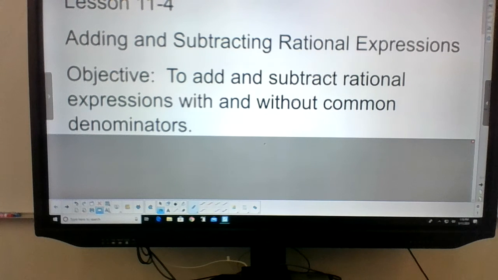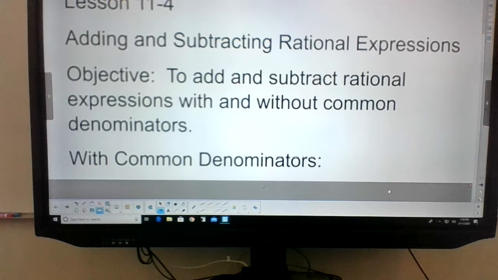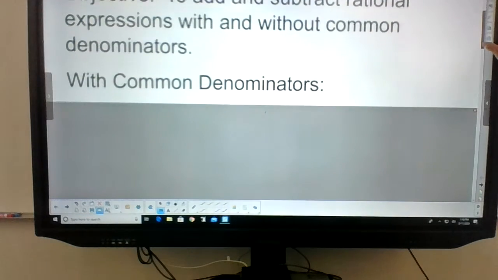Lesson 11.4 is adding and subtracting rational expressions with and without common denominators. So this is going to get a little bit weird for us, but it should work out okay. Again, with common denominators, first of all.